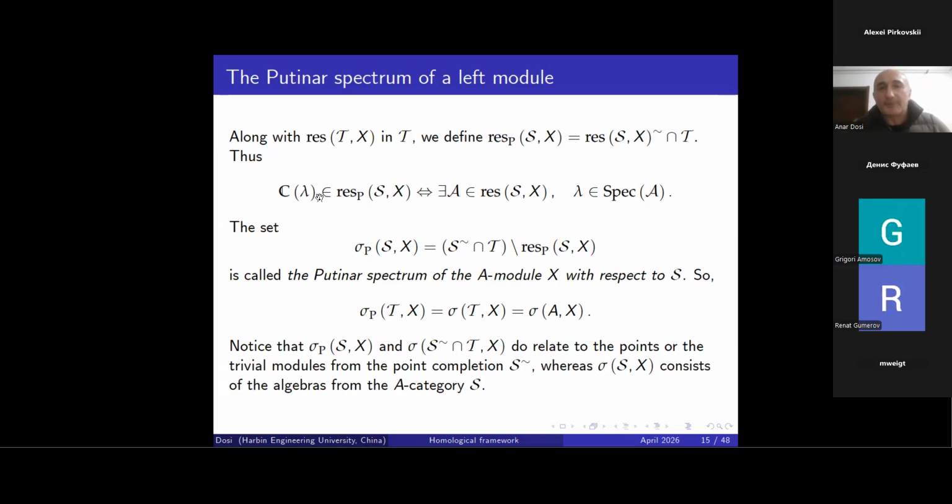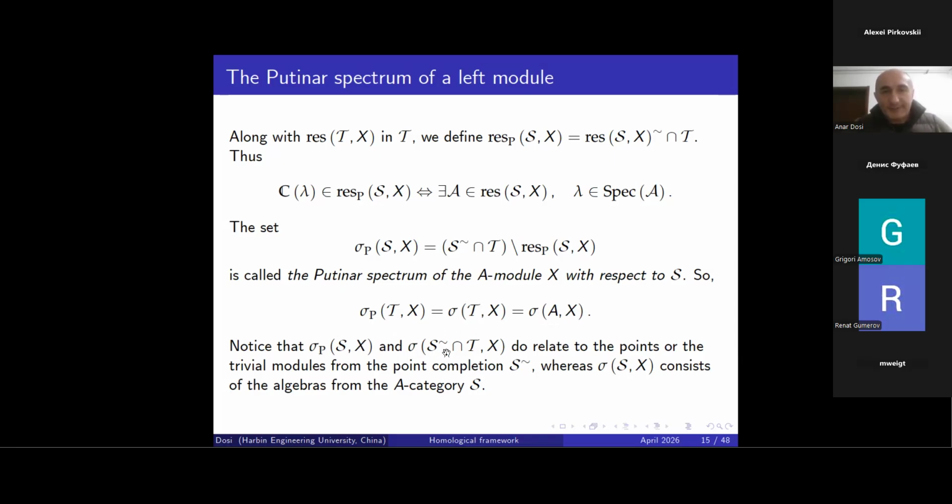Yeah, this is a bit of a new set, but it consists of C lambda. So we can look at this completion again among the trivial characters, trivial modules. So this one is called the Putinar spectrum of the module with respect to S. Again, if you choose S to be just trivial modules, they're all the same. The Taylor and Putinar spectra, in our notation, are the same.